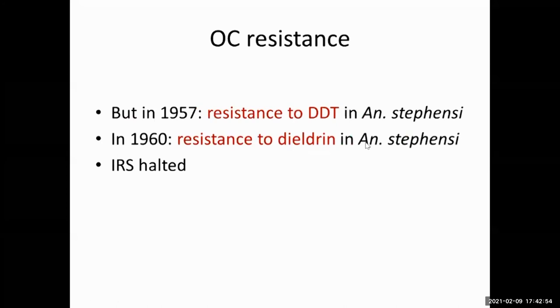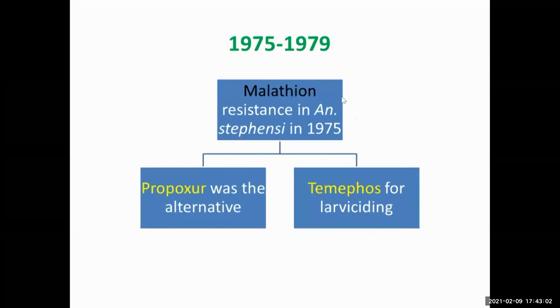As I mentioned, because of the insecticide resistance, we had to stop the IRS, because we did not have any alternative to DDT at the time. After about 7-8 years, we started again with Malathion, followed by Propoxur IRS as the main intervention for Anopheles stephensi control, coupled with Temephos as larvicide.